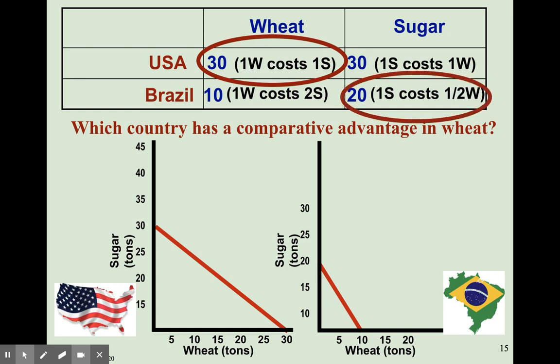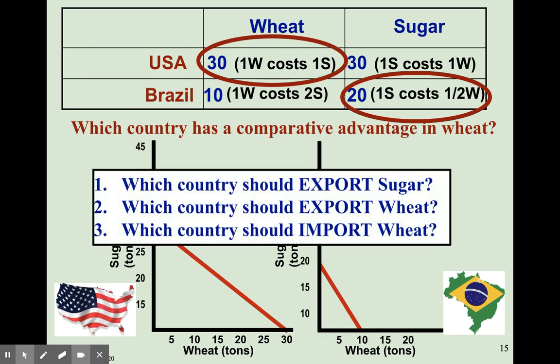When it comes to the production of sugar, Brazil can make one sugar costing them only one half of a wheat, but the US, one sugar will cost an entire wheat. So the best way to do this when you have your examples is to make this chart. As soon as you make this chart, you can examine it and look at what the comparative advantage is and who has it. In this case, which country should export sugar?